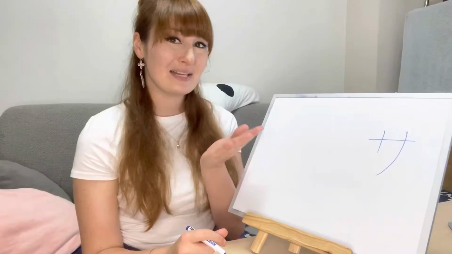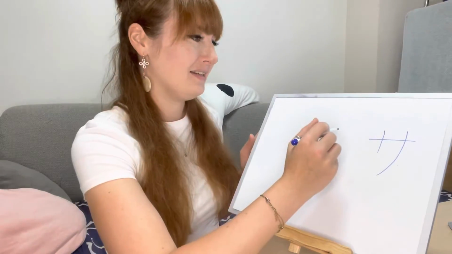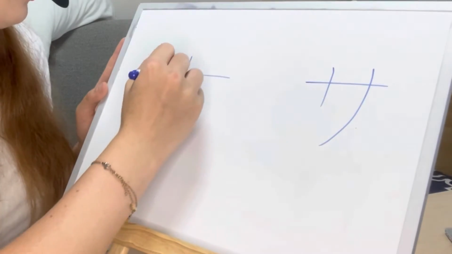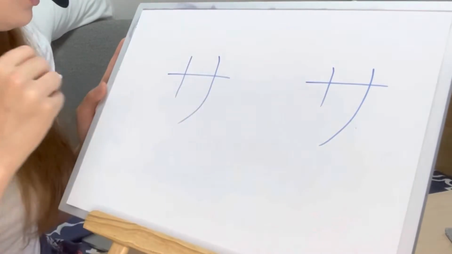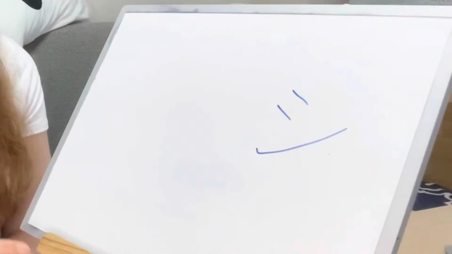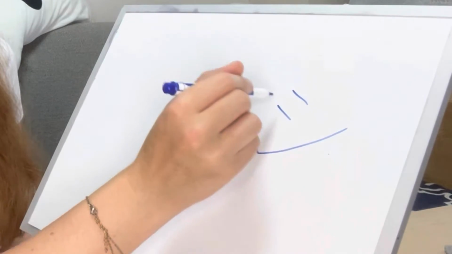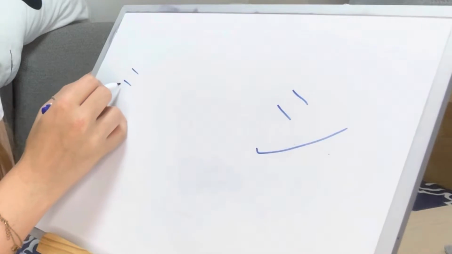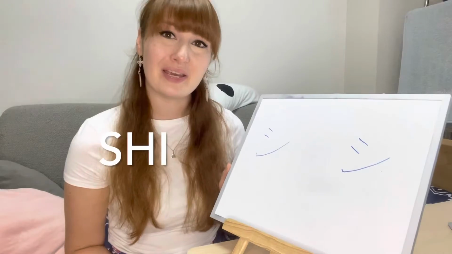Onto the S group. Sa. So you start with this line going across horizontally, then you go down, then you go down a bit longer. Sa. Shi. This looks like a smiley face, and it's wonderful. So you start from the top one going down, like two little dashes, and then you go down underneath, do a flick. Shi.